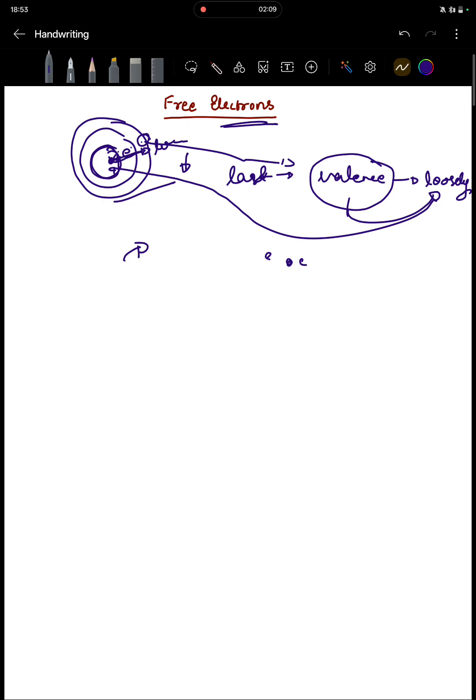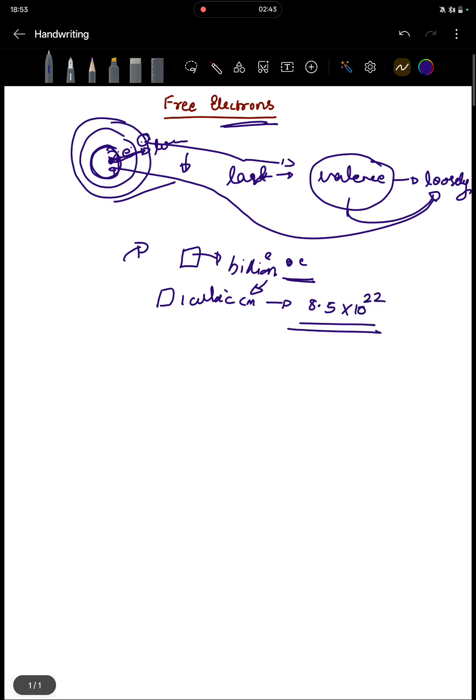Since a small piece of metal has billions of atoms, one can expect a very large number of free electrons in a metal. If billions of atoms are there, then so many free electrons are there. Suppose I consider 1 cubic centimeter, the number of free electrons is about 8.5 times 10 to the power 22 at room temperature.